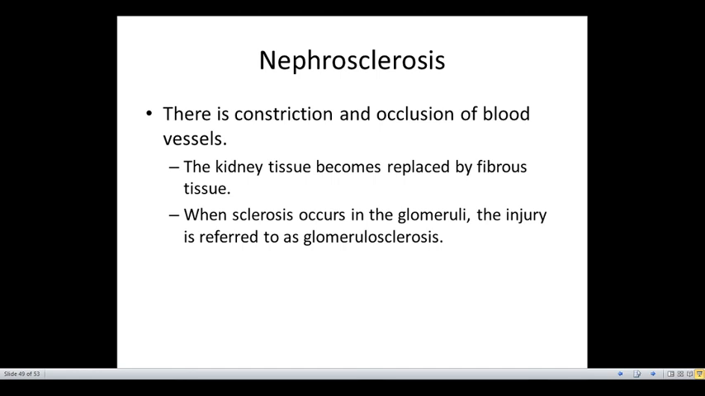When sclerosis occurs in the glomeruli, the injury is referred to as glomerular sclerosis. Now keep in mind that the frequency and severity of nephrosclerosis and glomerular sclerosis are increased by hypertension or diabetes mellitus.